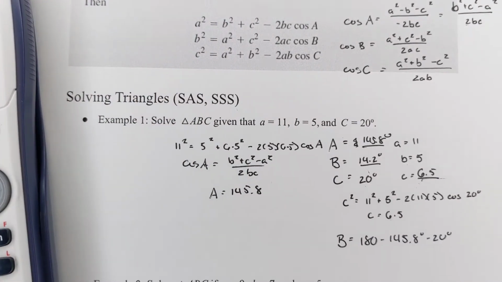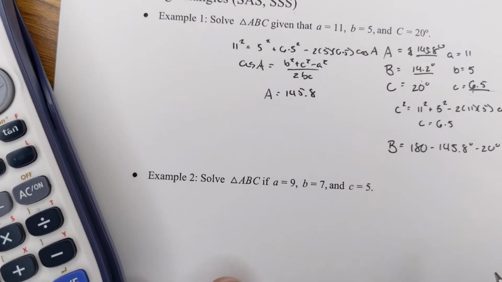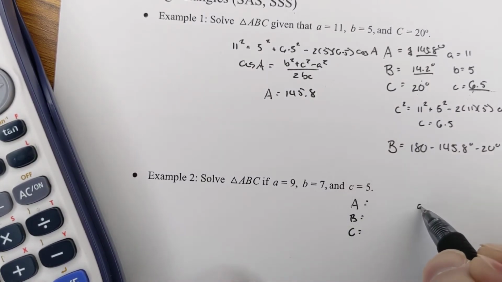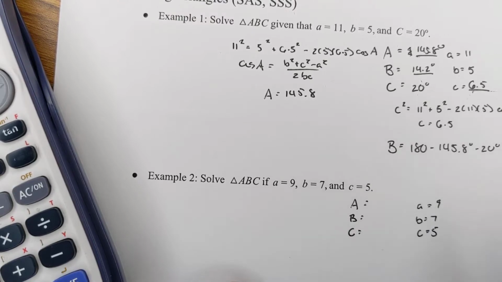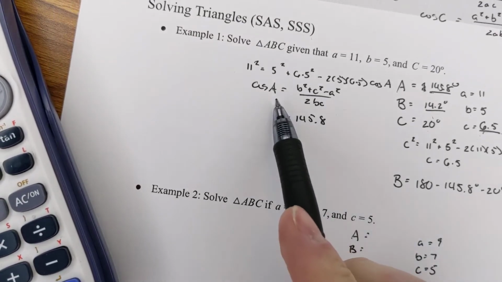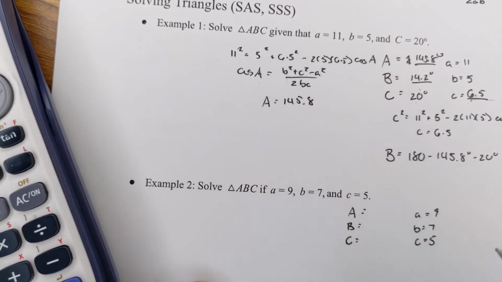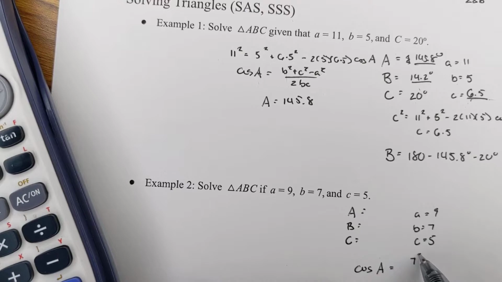Okay, so this also works if I know all three sides. So angle A, angle B, angle C. Little a is 9, little b is 7, little c is 5. The reason you can do this is that your angle equations only require sides. So let's find angle A. The cosine of A is equal to b squared plus c squared minus a squared over 2 times b times c.